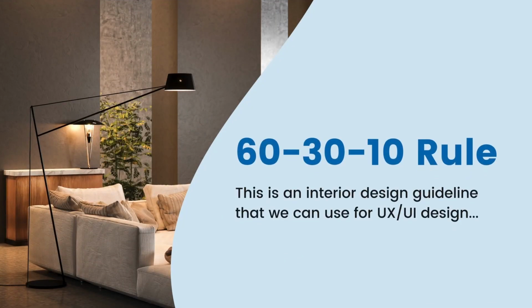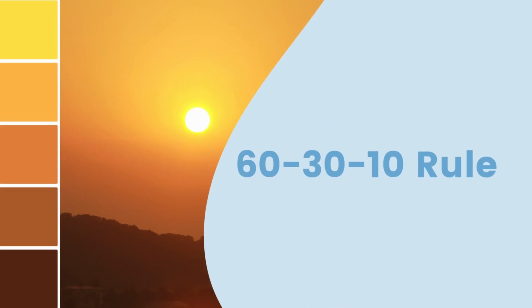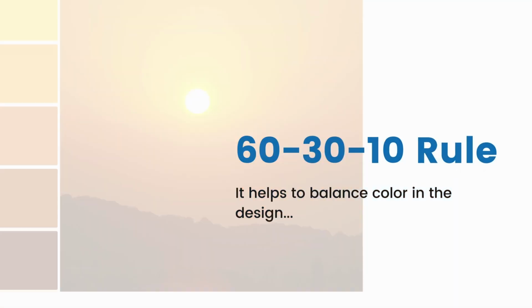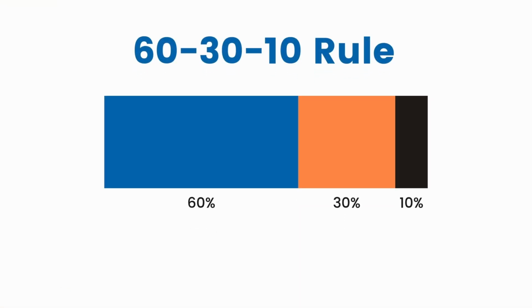The 60-30-10 rule is an interior design guideline that designers use to create a color palette. This rule is the best method to balance color across the design. It has 3 colors, and each color takes up a specific percentage of the overall design.